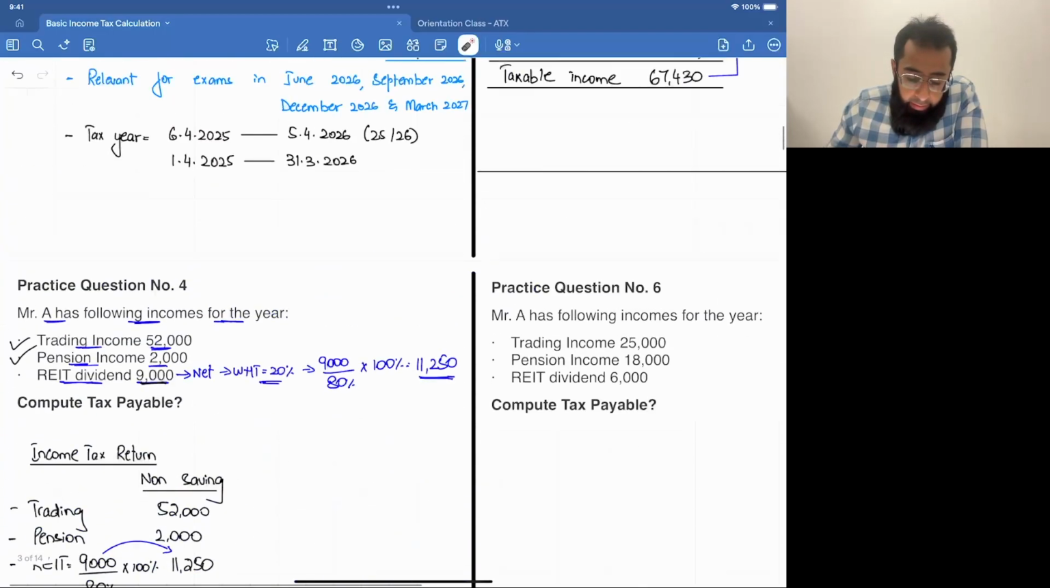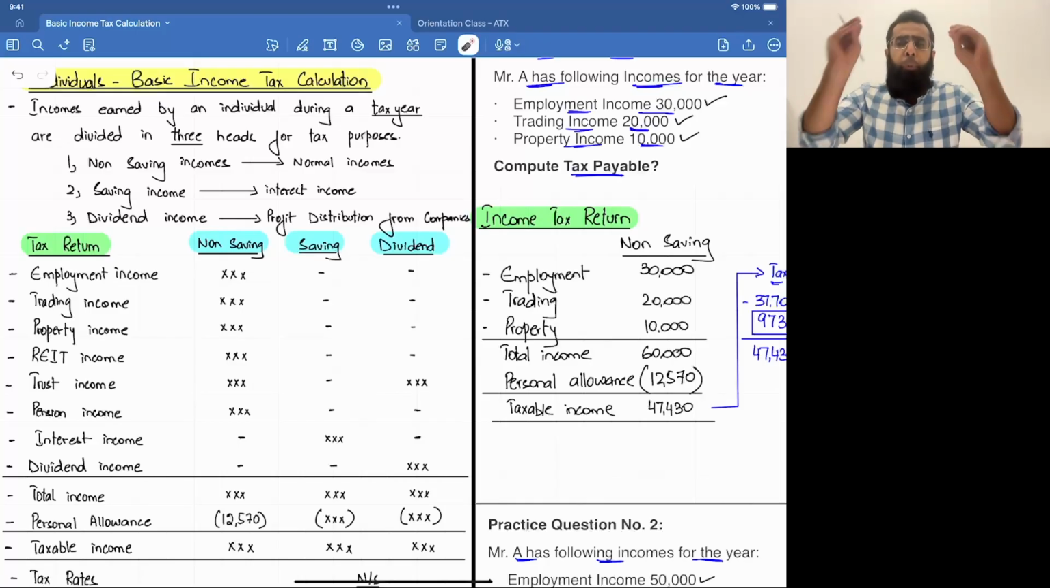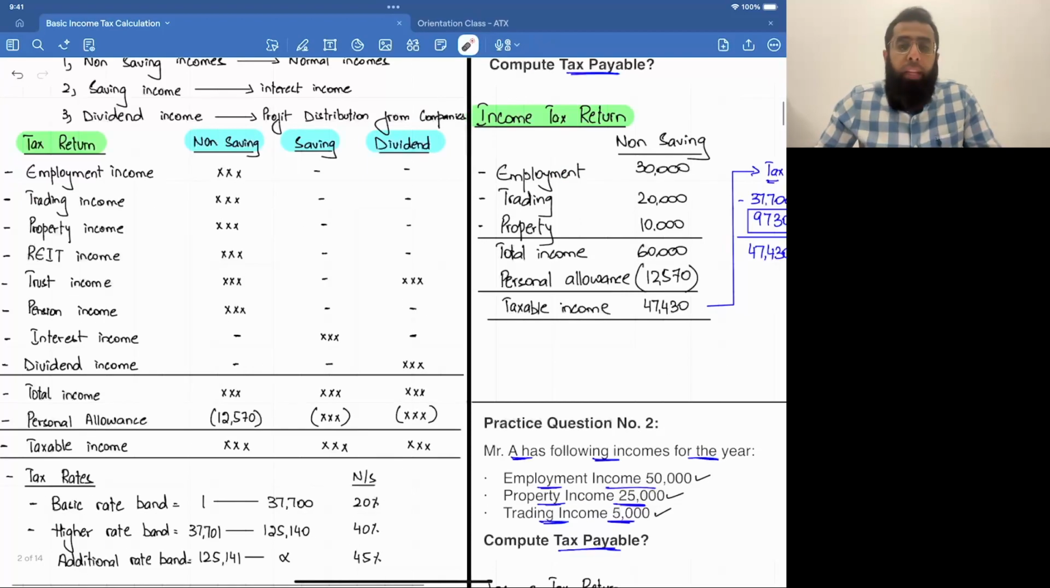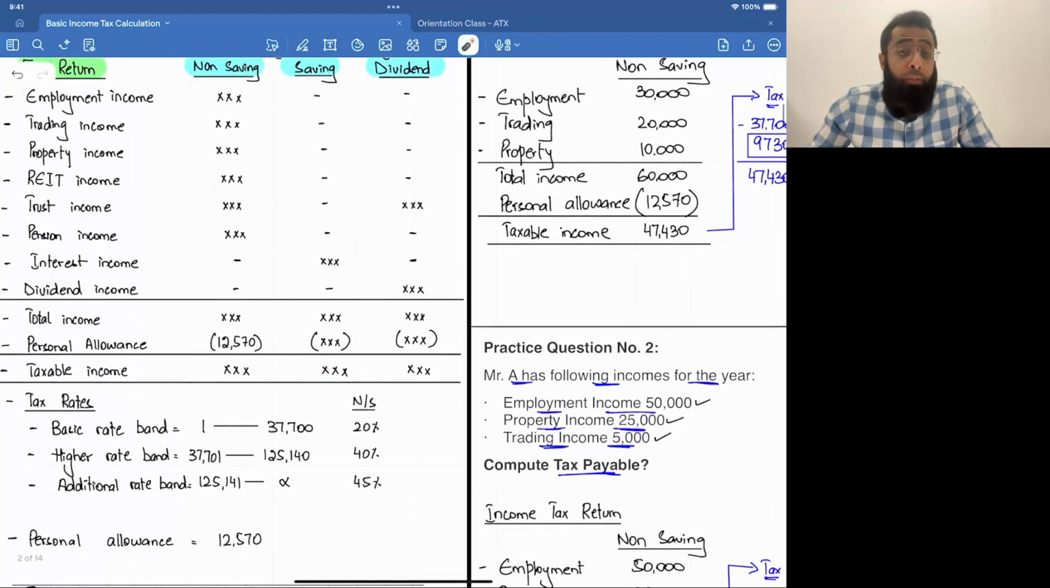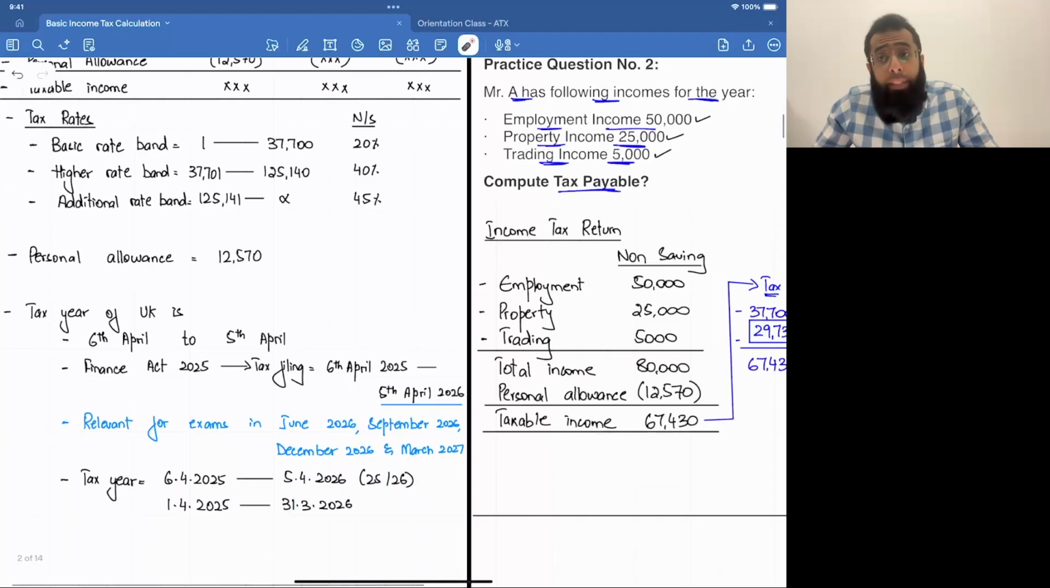Let's repeat the things again. What's an income tax return? You put up all the incomes which you earn during a tax year. From 6th April to 5th April, whatever you earn, put in the tax return. Non-saving normal income, saving incomes is interest income, and dividend income is what you get from the companies, the profit distributions. You add up the incomes, you get the value of total income, you adjust your personal allowance to get the value of taxable income. These are the tax bands. They will be available in the examination: basic rate band, higher rate band, and additional rate band. You have the personal allowance, you know the tax year.